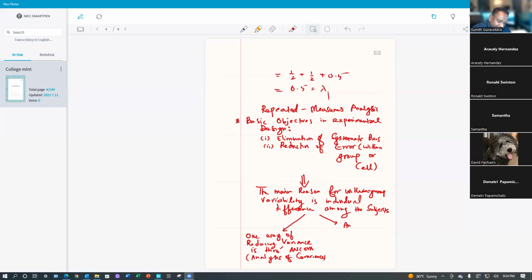Another way of reducing error or variability among subjects is through what? Blocking on a variable. So the second method is blocking. We can say randomized block design, RBD, instead of using the CRD, the completely randomized design.